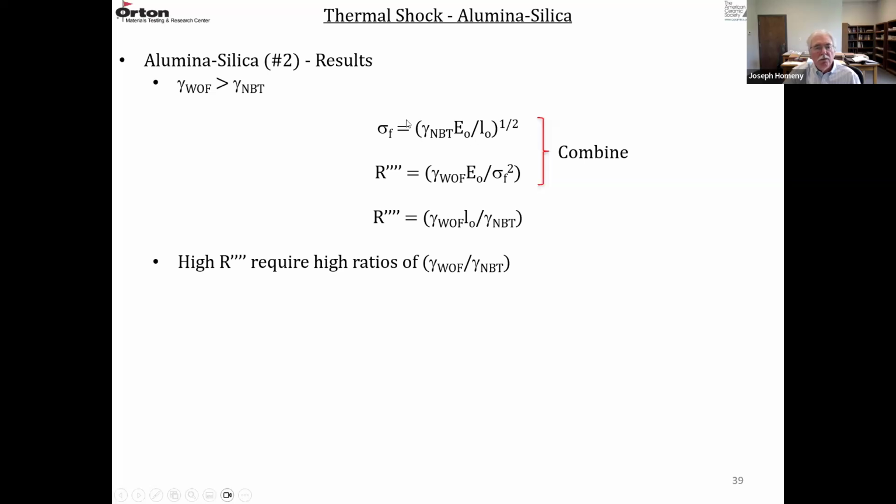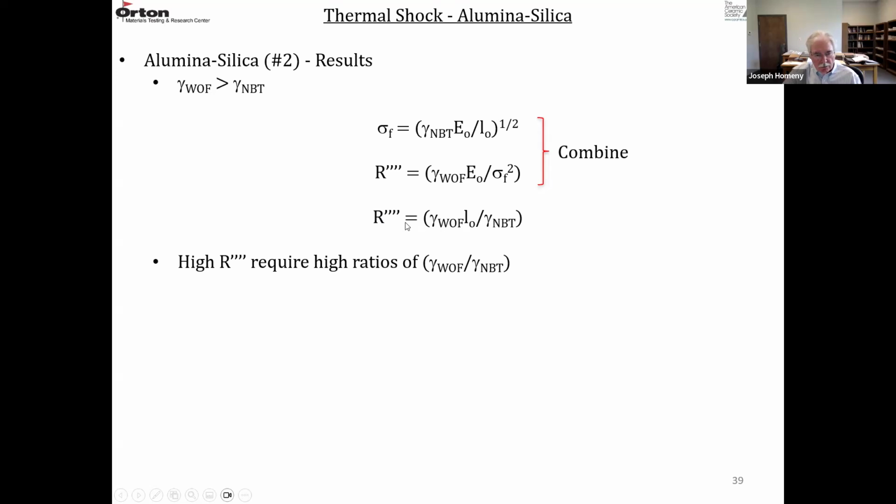So this is your strength test. Sigma F equals gamma NBT, E0 L0 for the initial modulus and flaw size to the 1/2 power. That was combined with the R4 prime equation, the work of fracture times the elastic modulus divided by the strength squared. And now R4 prime is shown here as a ratio of the work of fracture to the NBT fracture surface energy, and there's also a crack length in there.